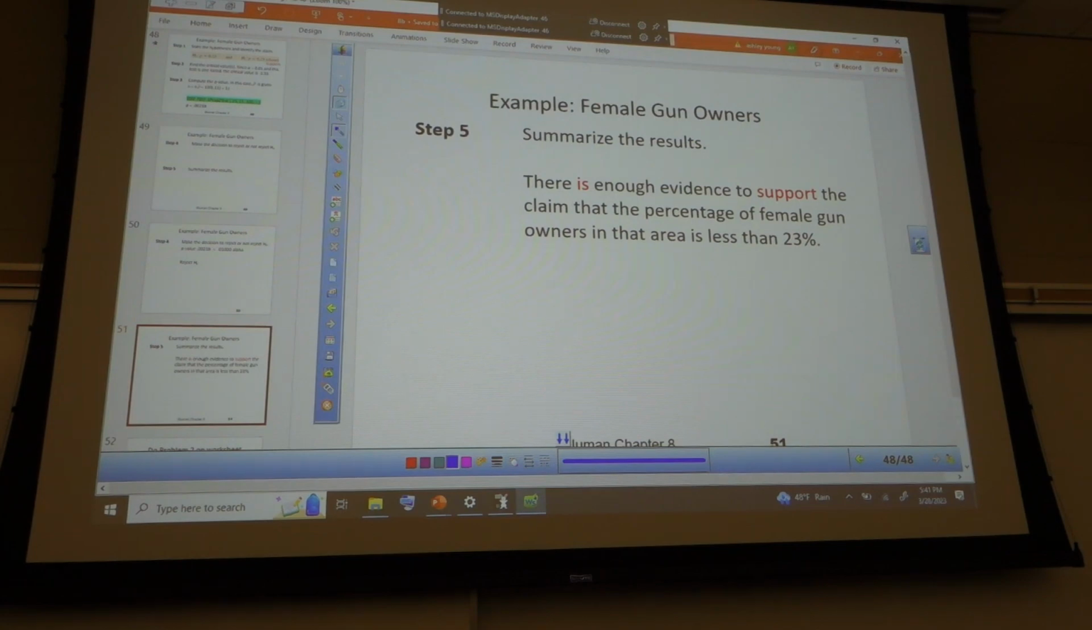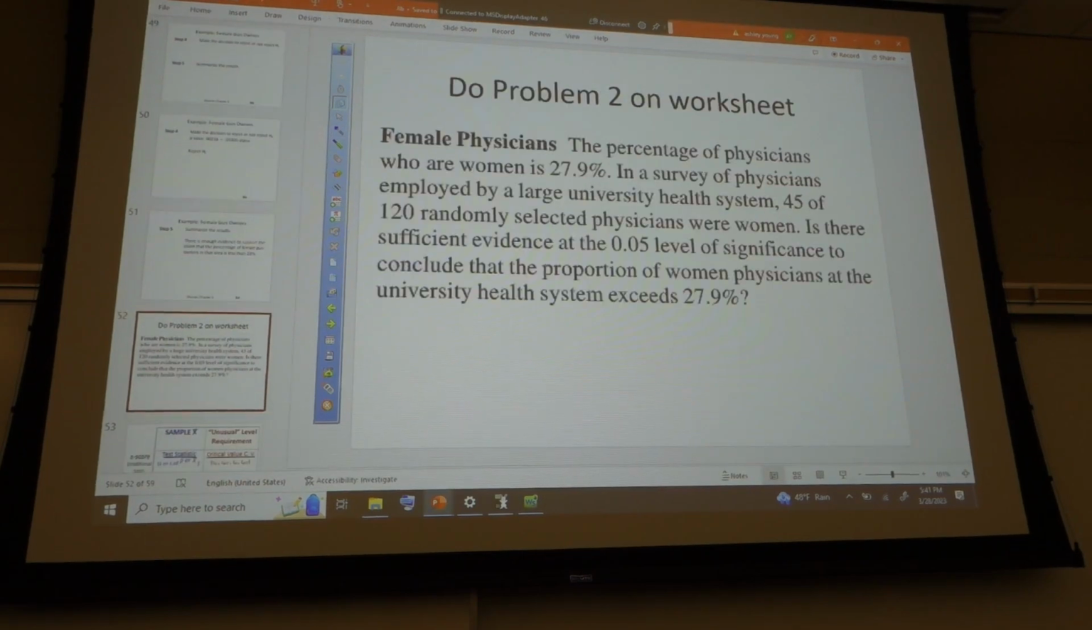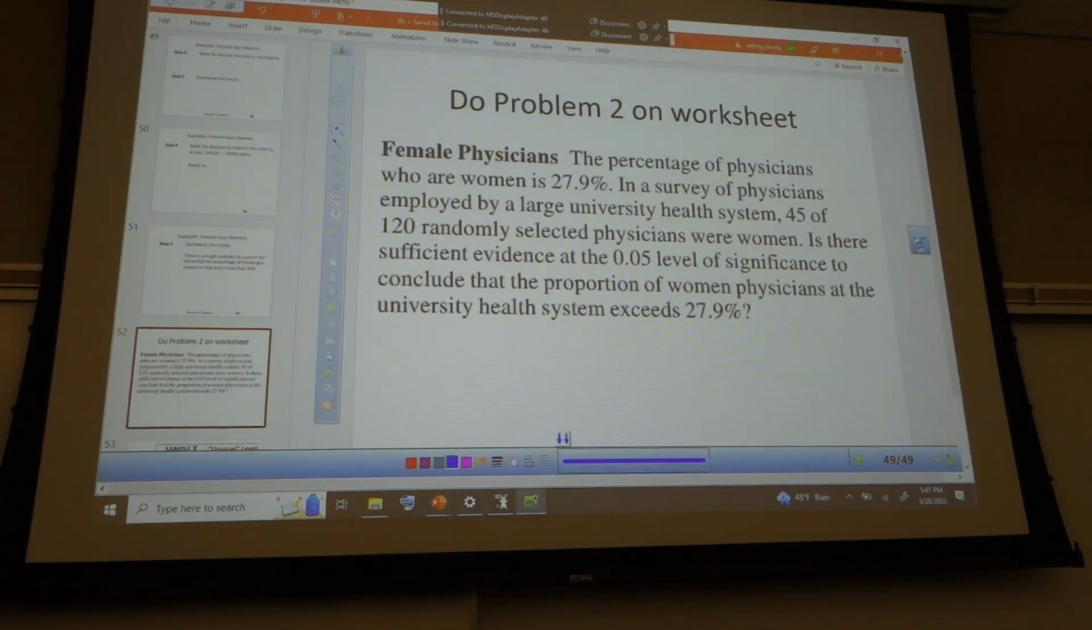So on the next page, on page 60, you folks have lab problem number 2, female physicians. Go ahead and do it. Okay, so first of all, is this a mean or proportion? Proportion. How do you know? Percentage. It says percentage, yep. It says proportion as well. It's a hypothesis test, and it's proportions.